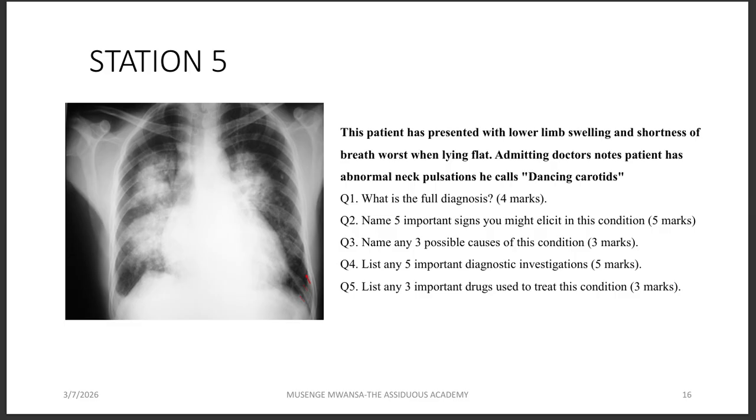Echocardiogram, which one is the gold standard for the diagnosis. Okay, please, you need to know. Okay, list the three important drugs used. Okay, any one other condition that can cause valvular heart disease.